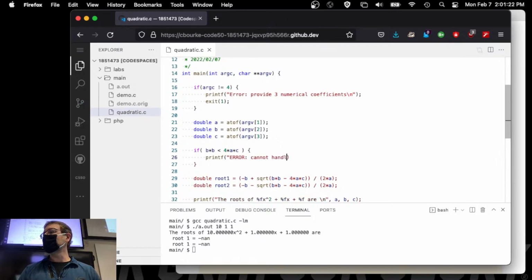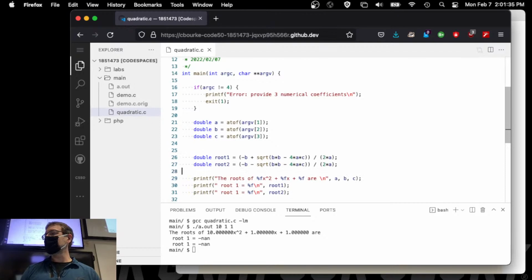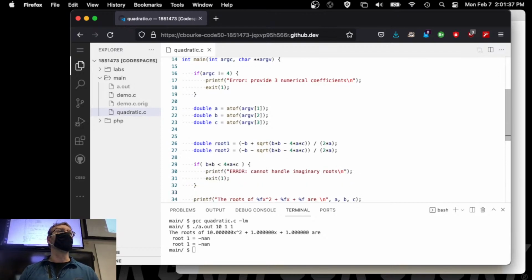I cannot handle imaginary roots. And then exit. You can exit up there or you can exit down here. Now, should I have put this piece of code, say, right here? No. Why? Yeah, you've done unnecessary work.